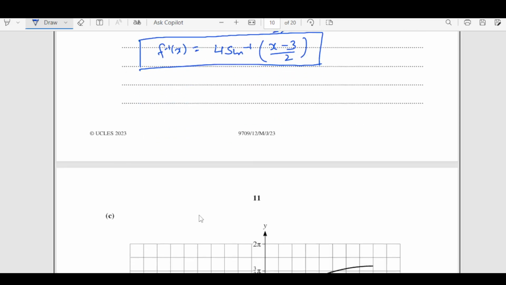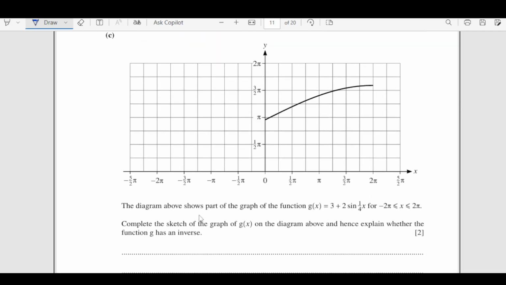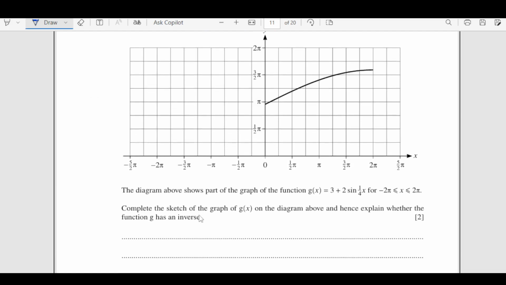Now part C, we have this diagram here. The diagram above shows the part of the graph of g(x). This is g(x), 3 plus 2 sine 1 over 4x for the angle. Now angle is different here, the range is different here. So this one, complete the sketch of g(x) on the diagram. So now let's complete this one. We have negative 2 pi to 2 pi. So 2 pi we have here, the negative part is not there.